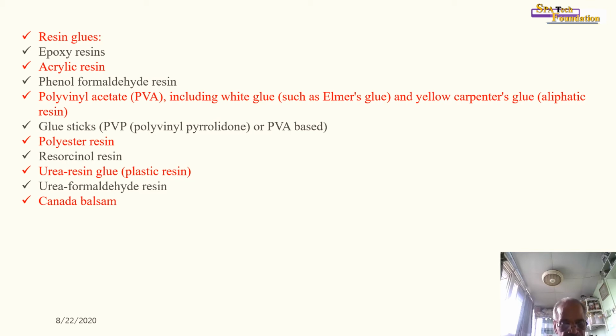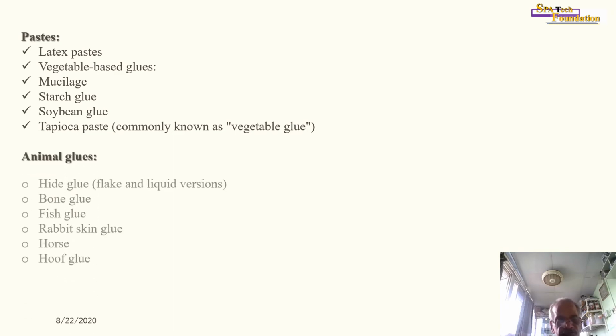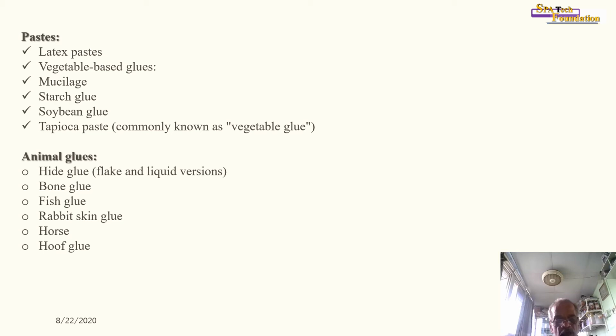Canada balsam, paste, latex paste, vegetable based glue, mucilage, starch glue, soybean glue, tapioca paste, commonly known as vegetable glue, animal glues like hide glue, flake and liquid versions, bone glue, fish glue, rabbit skin glue, horse hoof glue.